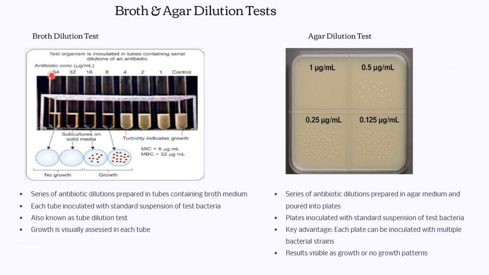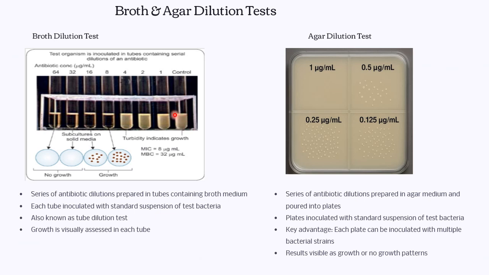The first test tube contains 64 micrograms per ml of antibiotic. The second test tube contains 32 micrograms per ml. Then 16 micrograms, 8 micrograms, 4 micrograms, 2 micrograms, 1 microgram, and there is no antibiotic in the control. To each test tube we add the test microorganism or standard microorganism, then allow for incubation. After incubation, we test the turbidity of each test tube.